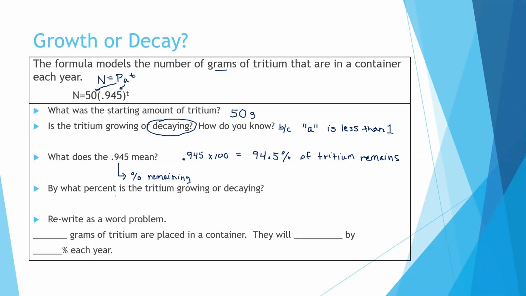Now it asks us, by what percent is the tritium growing or decaying? So there's two ways to approach this problem. First off, I know that it is decaying, so I'm just going to cross out the growing. By what percent is the tritium decaying? So the one way to look at this is to take 100%, subtract out the 94.5%. This is all working in percentages. And so that gives me an answer of 5.5%.